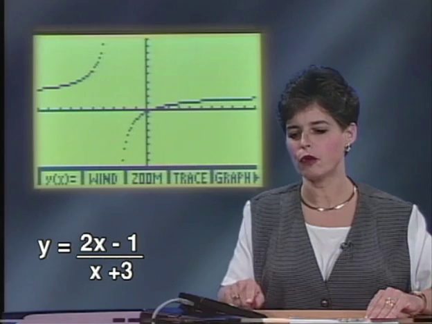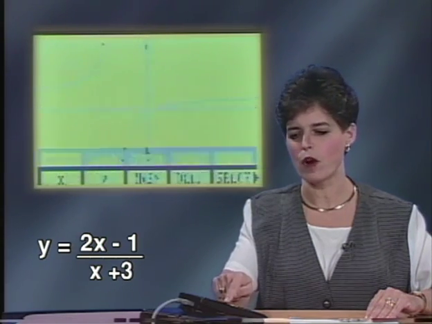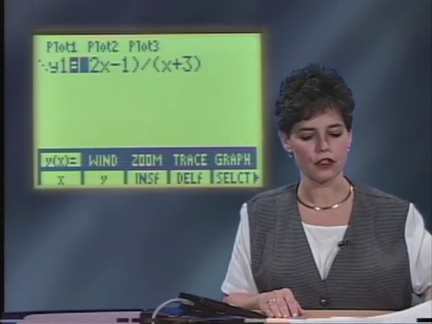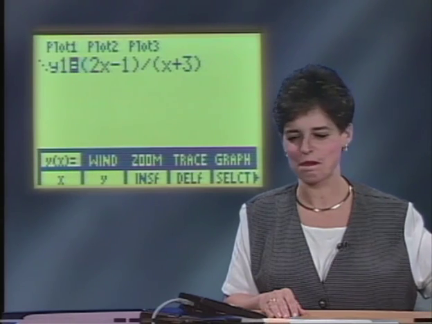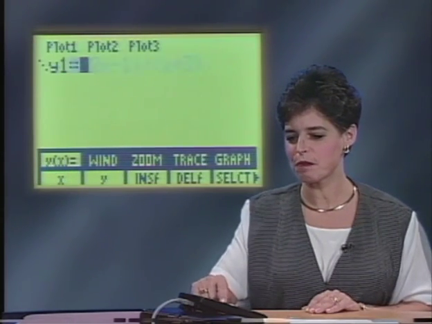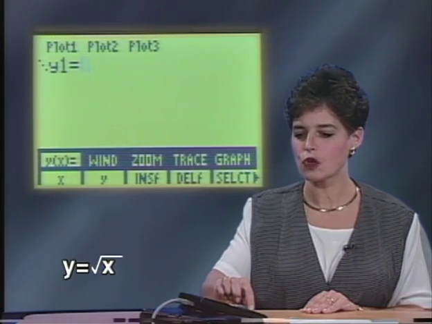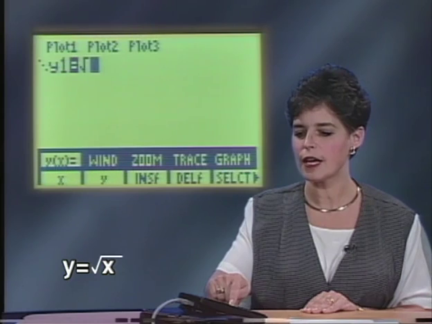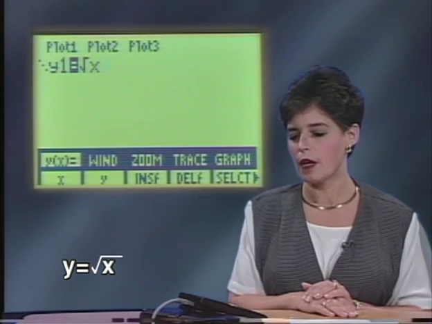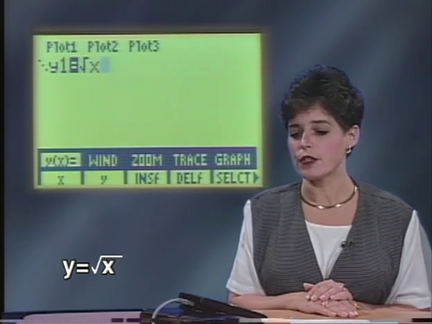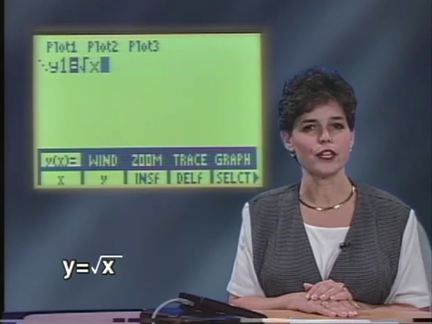Let's go back to y of x with F1, and let's enter a square root function at this time. Clear that function, put in second square root and x. Now before I graph this though, I think I'd like to get out of the dot mode.